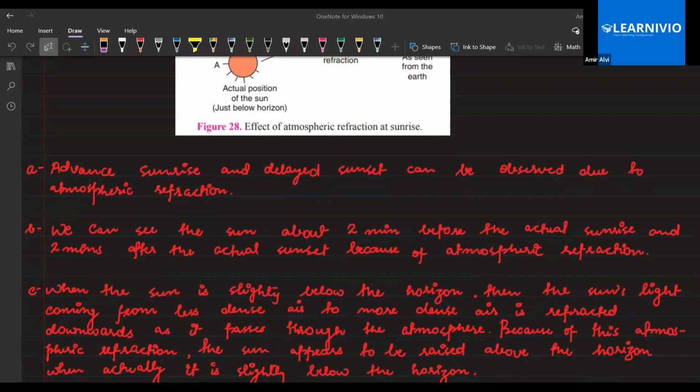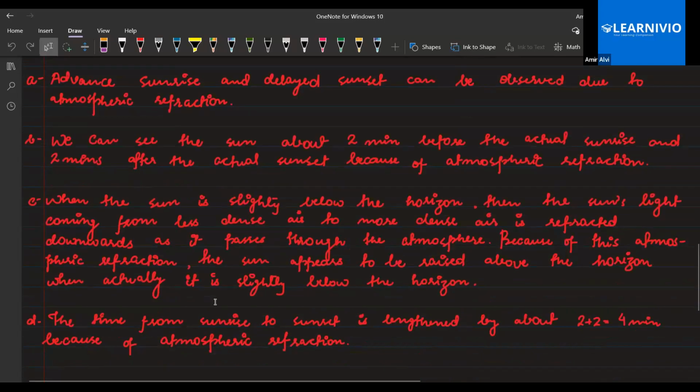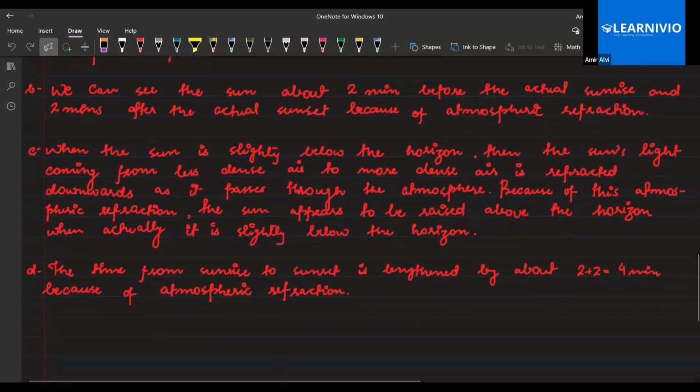When the sun is slightly below the horizon, the sunlight coming from the less dense area to the more dense area is refracted towards the normal, or downwards, as it passes through the atmosphere. Because of this, the sun appears to be raised above the horizon when actually it is slightly below the horizon. The time from sunrise to sunset is lengthened by 4 minutes. How 4 minutes? 2 minutes for the sunrise, because we can see the sun before the actual sunrise, and 2 minutes for the sunset, because we can see the sun after the actual sunset. So the day is lengthened by 4 minutes.